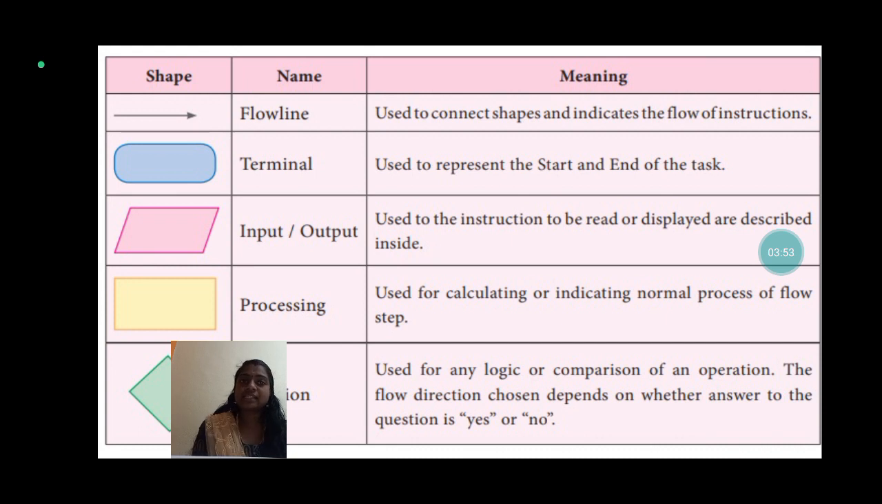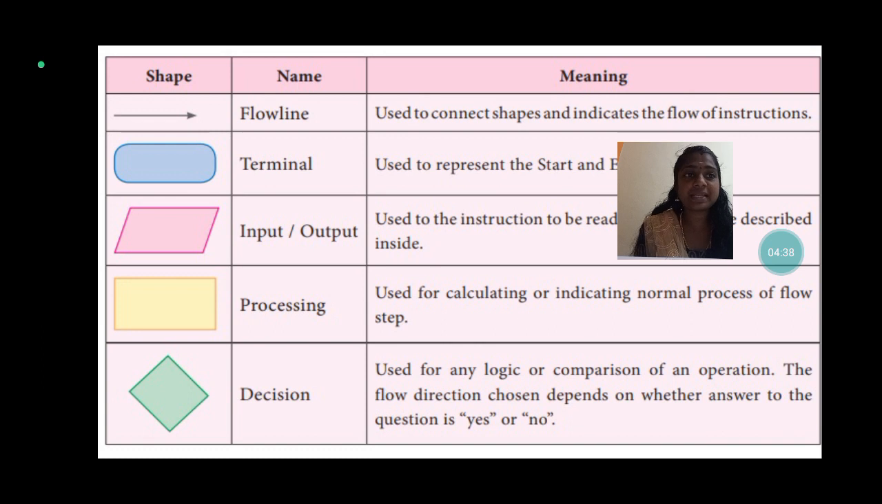Next shape is the oval shape, isn't it? It is called terminal in this flowchart. It is used to represent the start and end of the task. Next shape given in the table is the parallelogram. It is called input and output. It is used for instructions to be read or displayed. Next one is rectangle. It is called processing, used for calculating or indicating a normal process flow step.